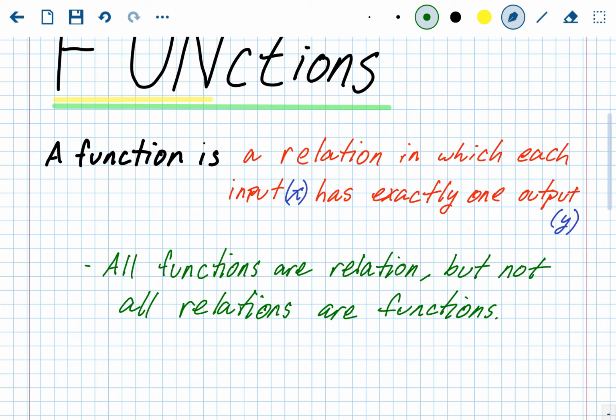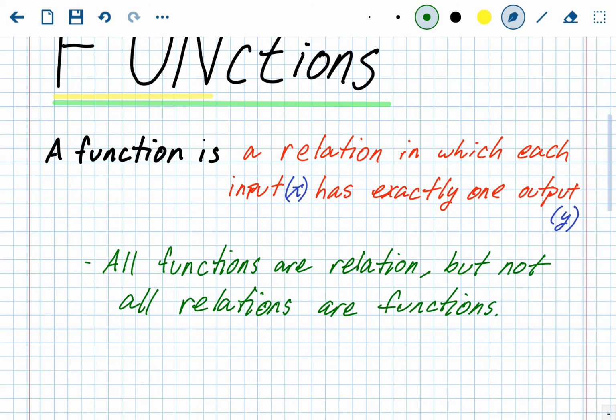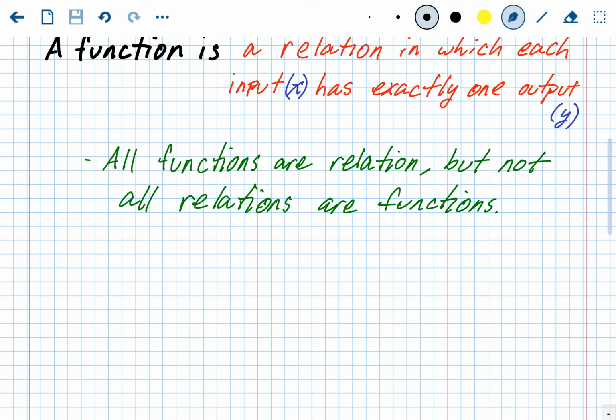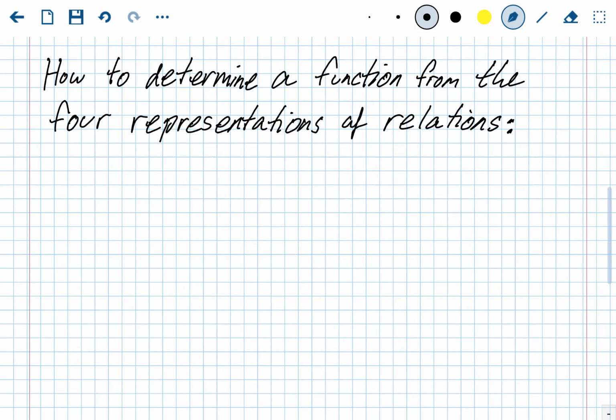So today's lesson is going to be how to determine a function given the four ways we represent relations. Okay. How do we determine what a function is before we even deal with what we do with functions? So today's all about how do we determine which of these relations are functions. Because remember, all functions are relations, but not all relations are functions. So we've got to figure out how do we define which relation is a function and which one's not. Okay, so how to determine a function from the four representations of relations. Okay, remember the four. They were ordered pairs, tables, graphs, and mapping diagrams.